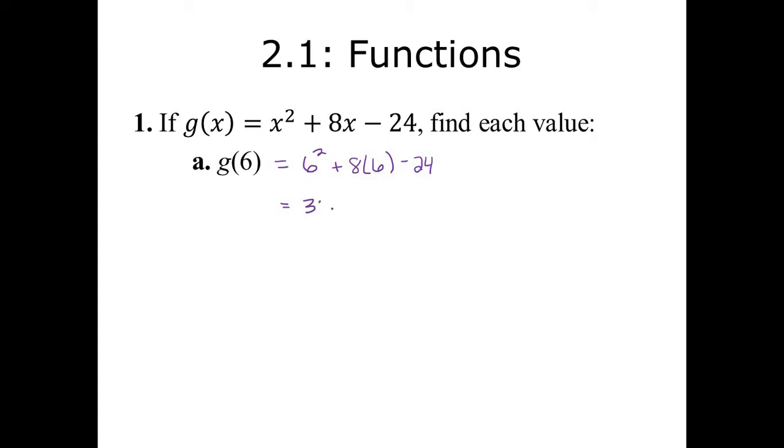6 squared is 36. 8 times 6 is 48. And subtract 24. And then in a basic calculator, you could evaluate that all at once. 36 plus 48 minus 24 equals 60. So the function g evaluated at 6 is 60.